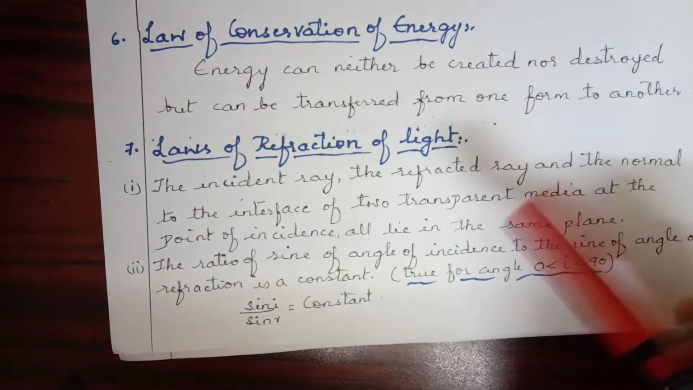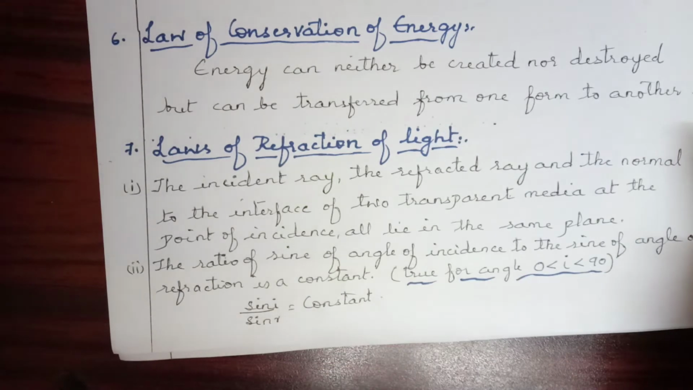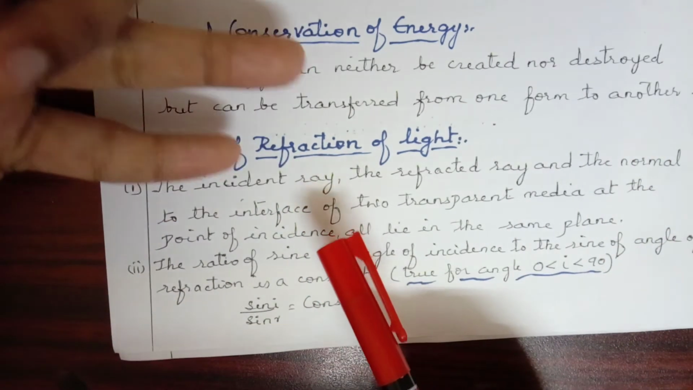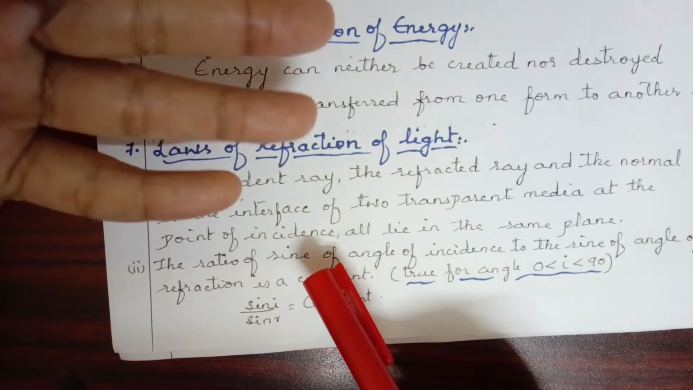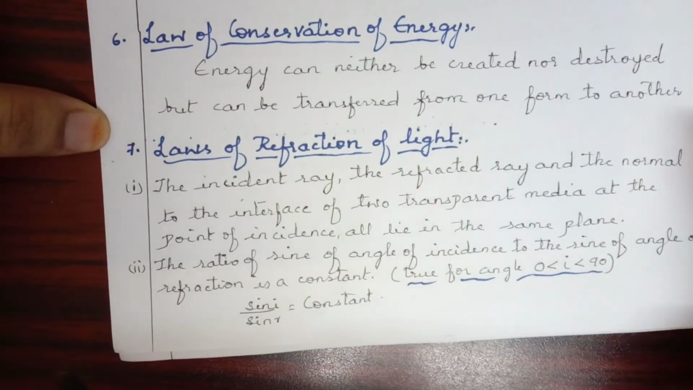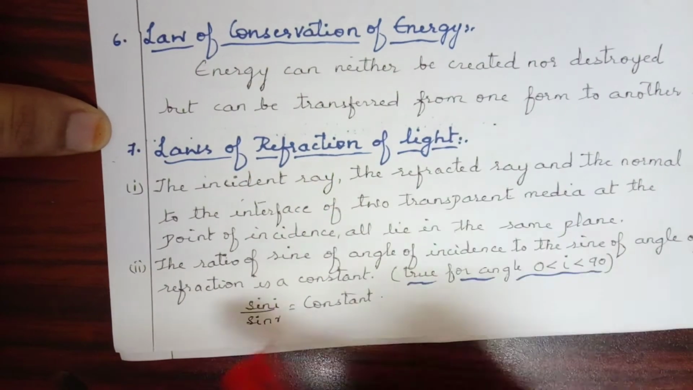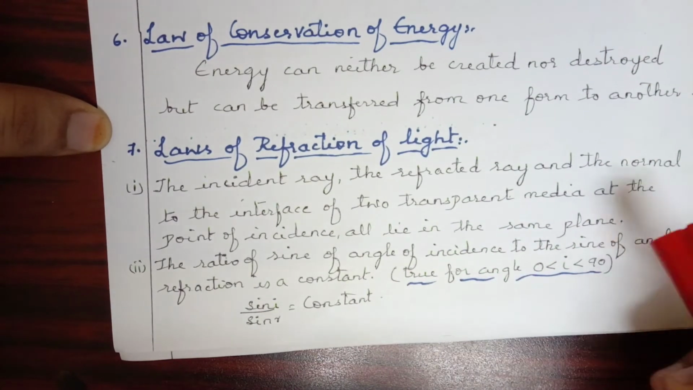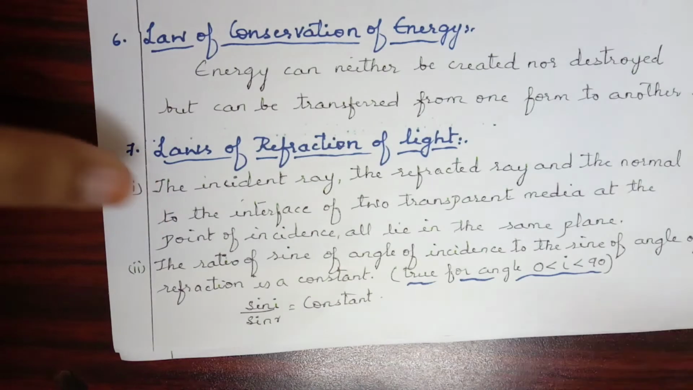So the first law is easy, what you have been studying in your reflection also. You have got three rays over here: incident, refracted, and the normal. So the incident ray, refracted ray, as well as the normal, they all lie in the same plane. Easier version. Second law, the ratio of sine.